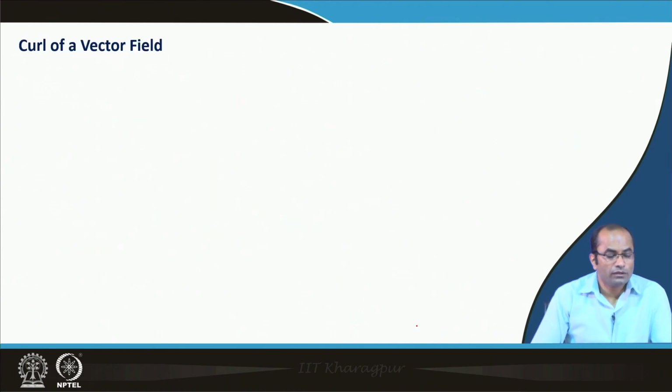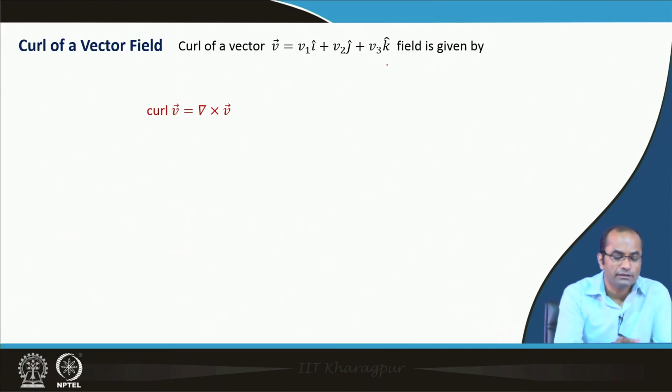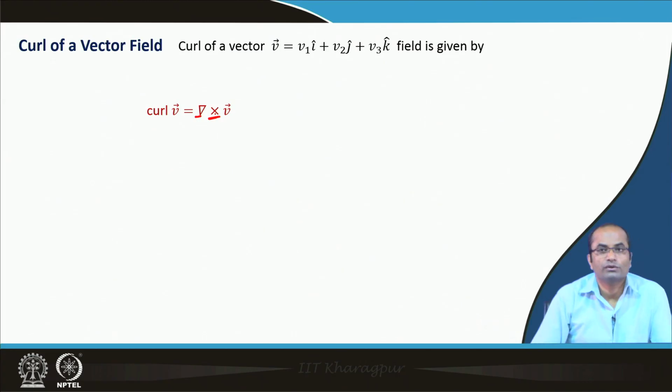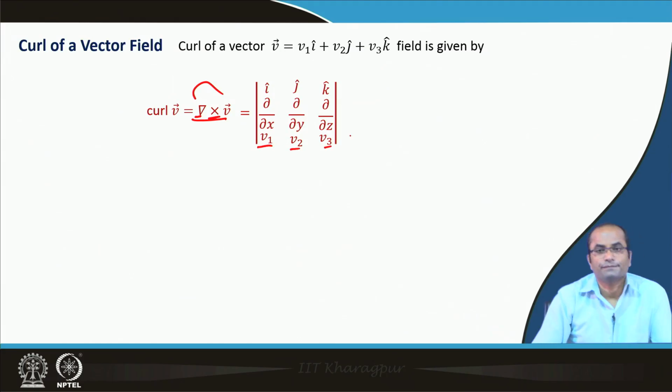Now, coming to the curl of a vector field, we will define that the curl of a vector V given by V1, V2, V3 is curl V equal to del cross V. Instead of the dot product, now we are talking about the cross product with this vector field V, and naturally this cross product we can define as the determinant with i, j, k, then the components of del: del over del x, del over del y, del over del z, and then the components of V: V1, V2, V3.